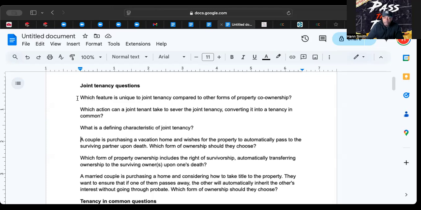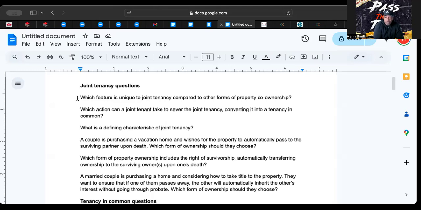The unique feature about joint tenancy is that you have the right of survivorship, and that interest passes on to the other tenants that remain in the joint tenancy. So if someone was to die, then that person's interest automatically goes to the other person. That's the unique portion of joint tenancy.